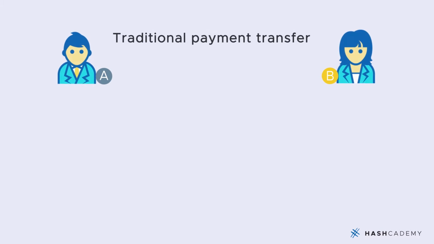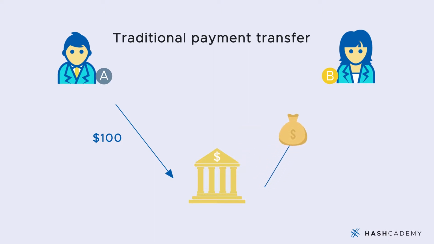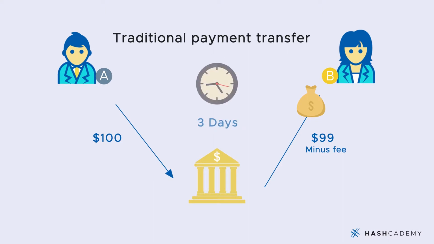In a traditional transaction, A orders a third party, for example a bank, to transfer money to B. The third party verifies whether A has sufficient funds, identifies B's bank account, and moves the money, minus a fee. This process typically takes 3 days.